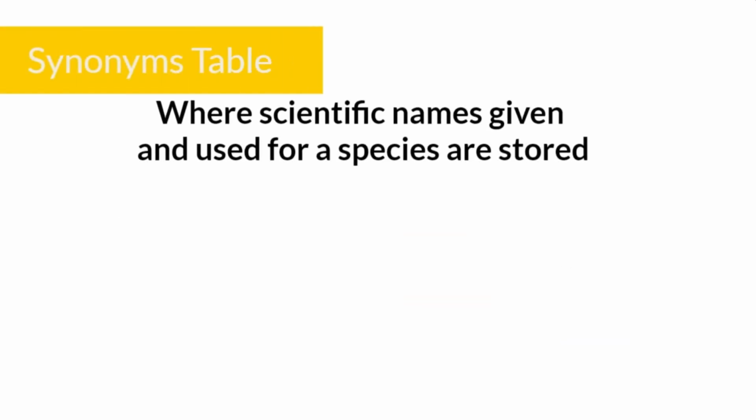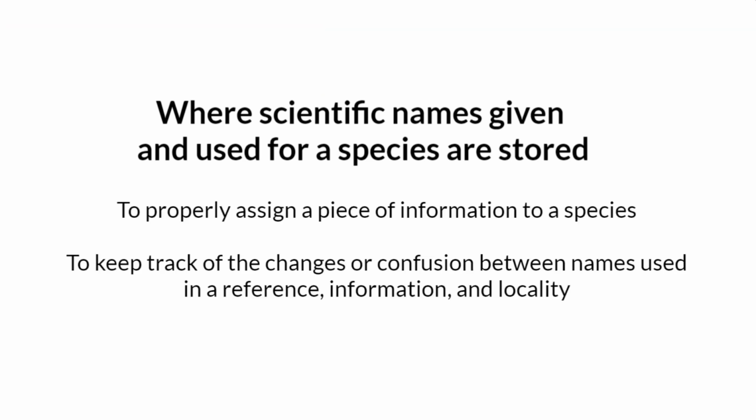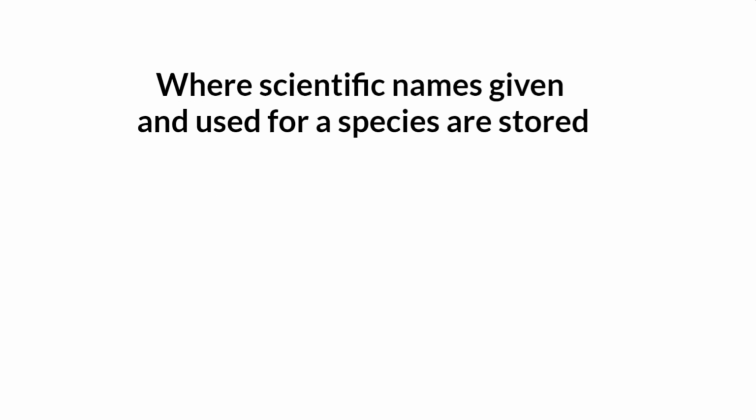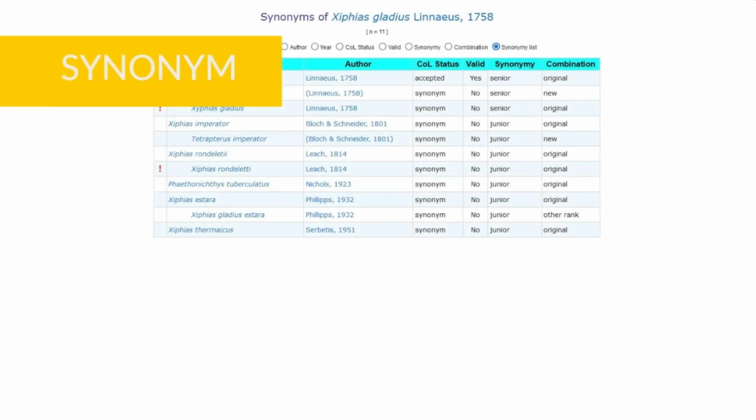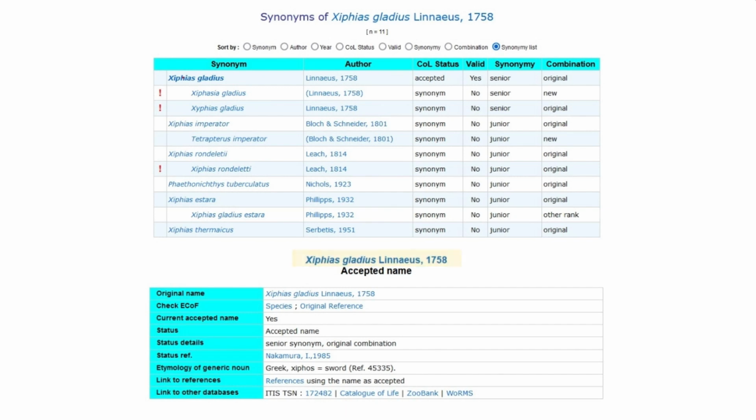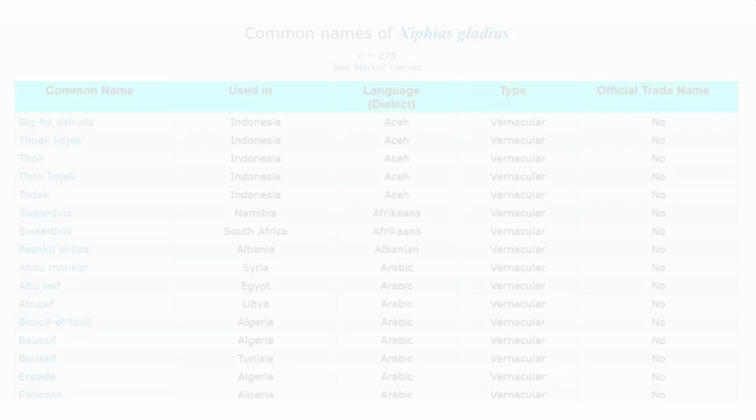The synonyms table is where we store the scientific names given and used for a species. This is used to properly assign a piece of information and helps keep track of the changes or confusion between names used in a reference, information, and locality, among others. It is also essential for studying biodiversity and serves a huge purpose, from conservation management to inventories, trade, and identifying threatened species. Each synonym record provides the scientific name, the etymology of the name, the status whether it is accepted or a synonym, the status details, the reference used for that synonym and a comment field for other taxonomic information about it.